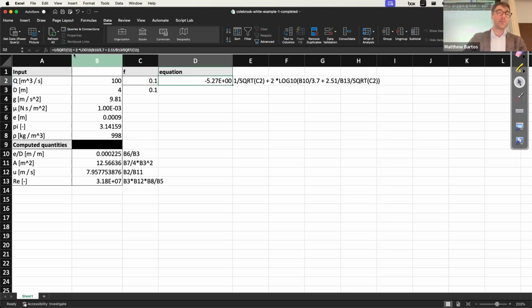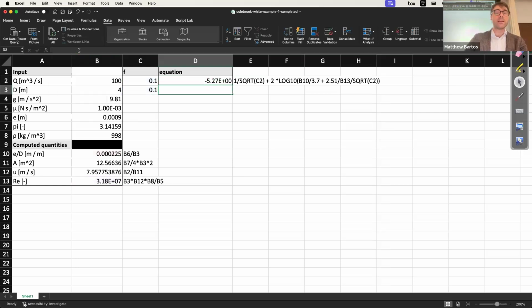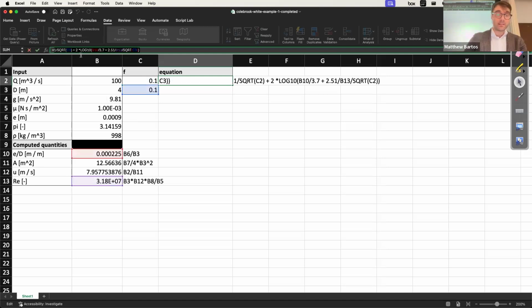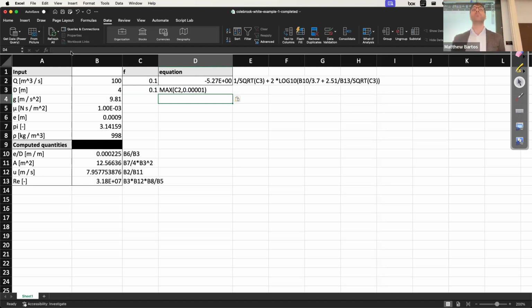So I'm going to go back into this equation here. Instead of C2, I'll put in C3. Okay, and that should prevent this issue with the convergence that some of you are having. So this cell here, I just made it into the max of F and some very small number, just to ensure that it never goes negative or never becomes 0.